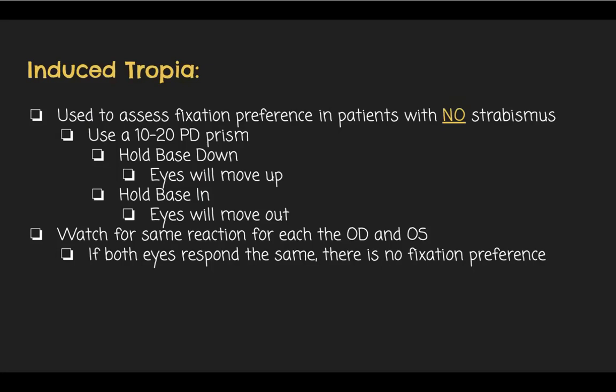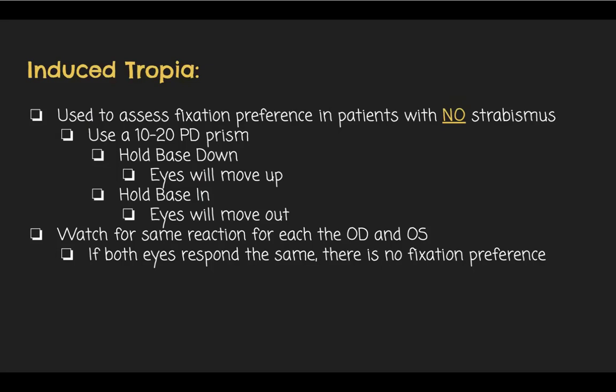The prism can be held one of two ways, base down or base in. The reason the prism is held in these directions is to allow for the best view of the eyes. When holding base down, you will watch for the eyes to move up, and when holding base in, you will see the eyes move towards the apex of the prism. The ideal response is that either eye will move when prism is introduced. This would be a central steady maintained response.